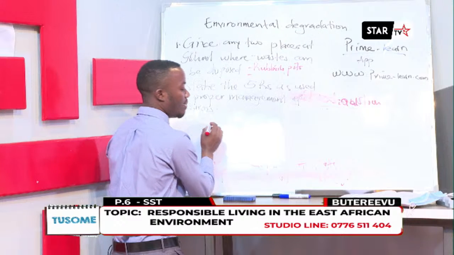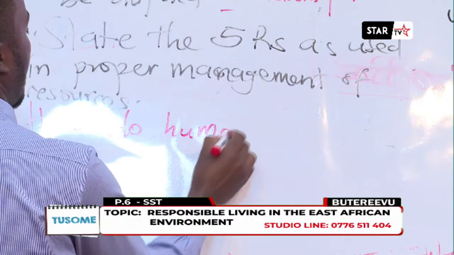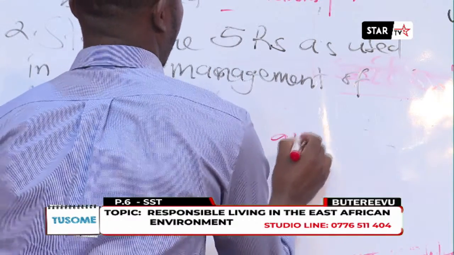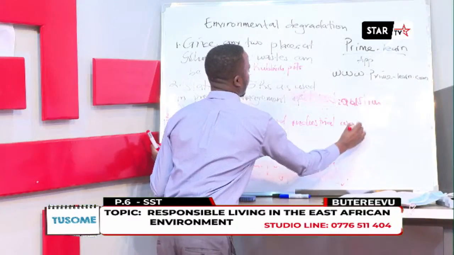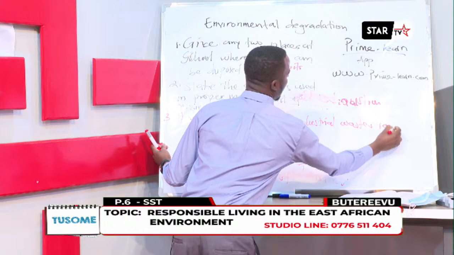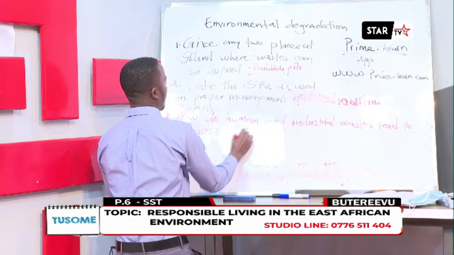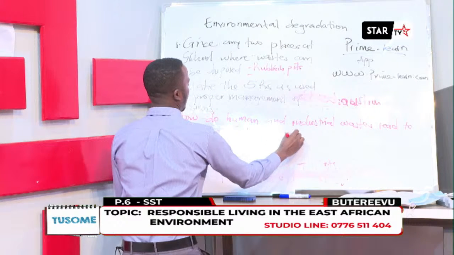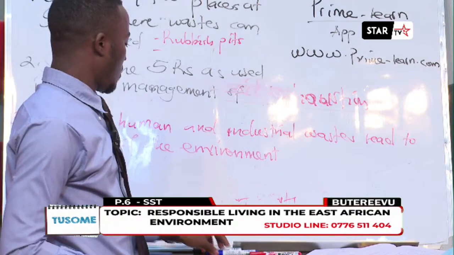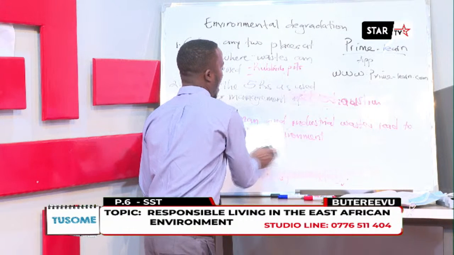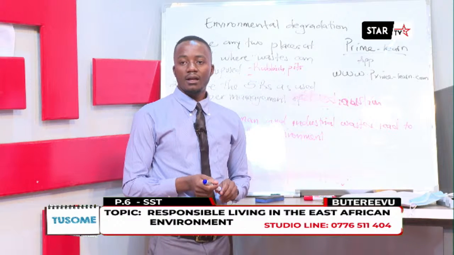We can continue. Number three is how do human and industrial wastes lead to pollution of the environment. Here you need to understand how do they pollute the environment, what they add in the environment, so that you'll be able to answer this question very well.